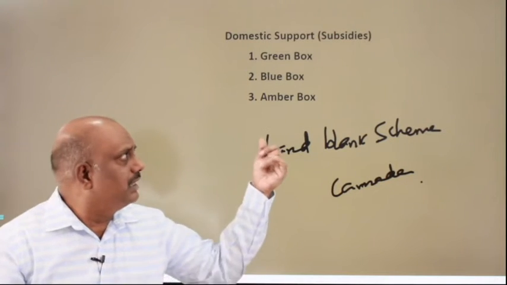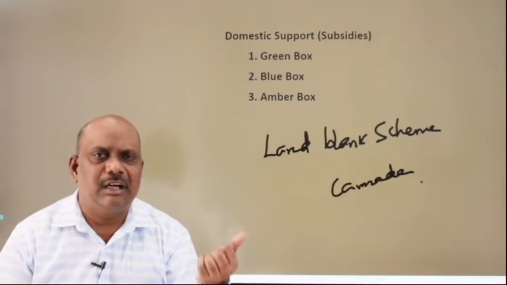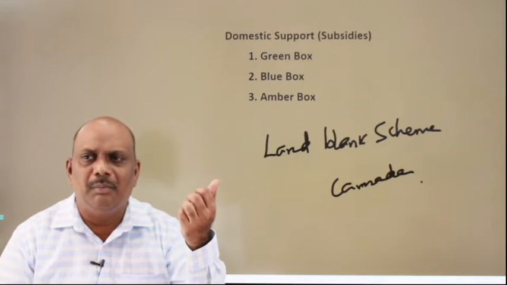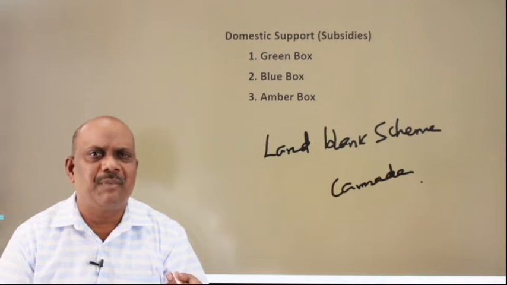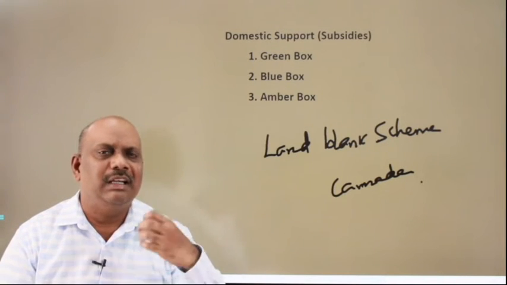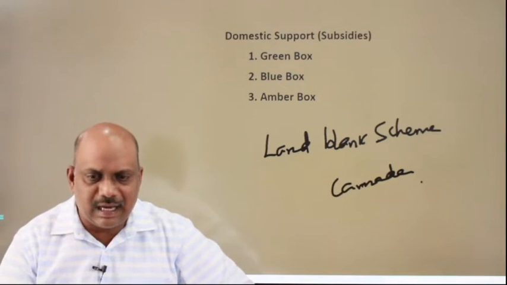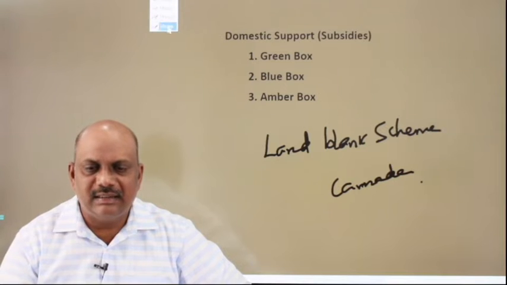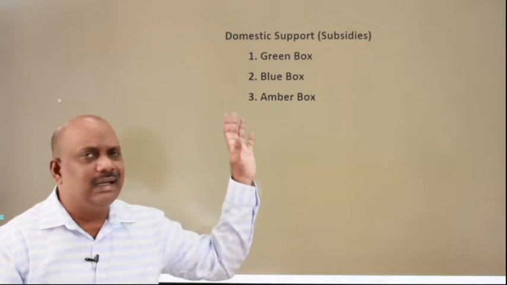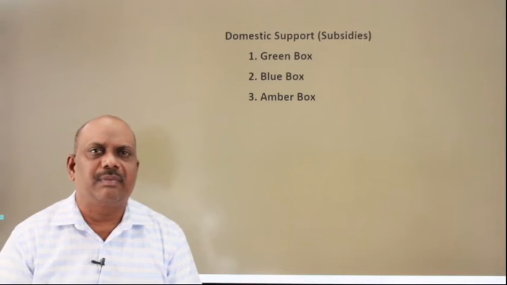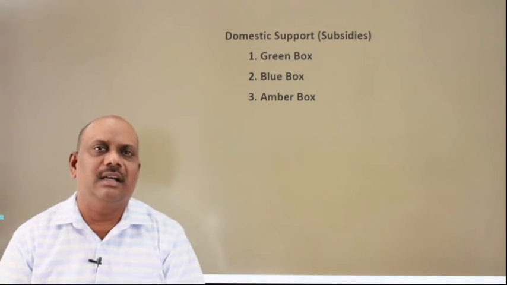So blue box subsidies are production limiting subsidies. Now hardly a few countries are reporting that they are providing blue box subsidy. There are a few countries in the European Union, Slovenia, and a few small countries, that are reporting that they are providing blue box subsidy. The next is the amber box subsidy. This is the trade distorting subsidy. These are subsidies which are directly paid to the farmers in the form of input subsidies. This distorts the trade directly.